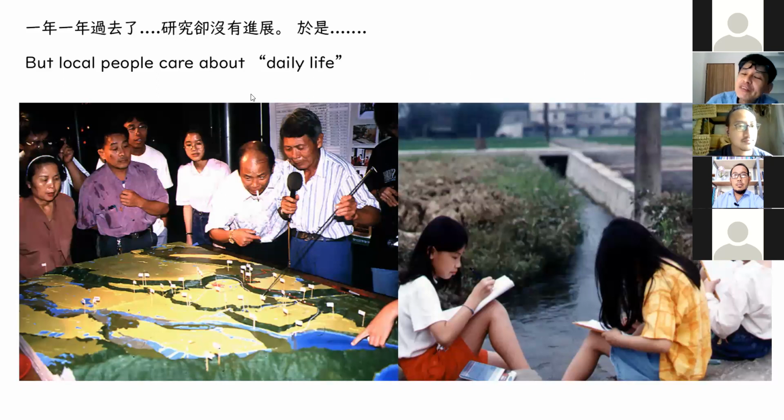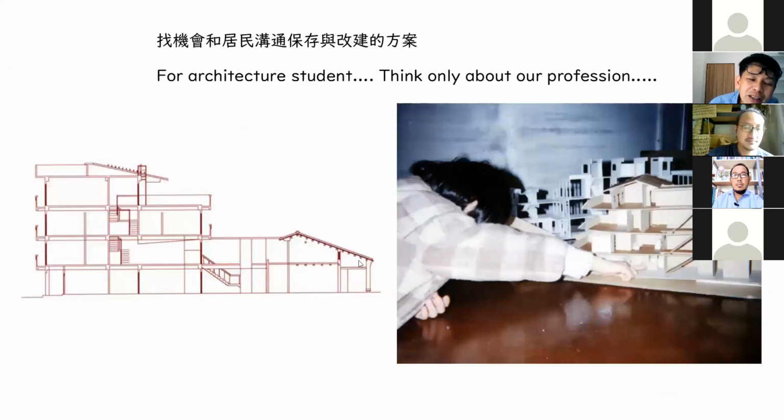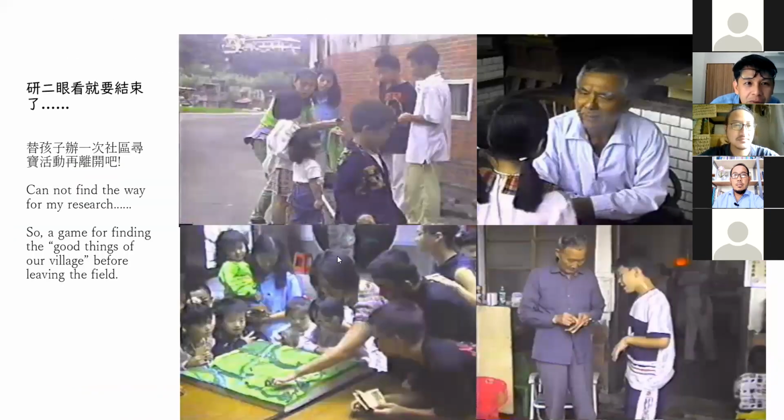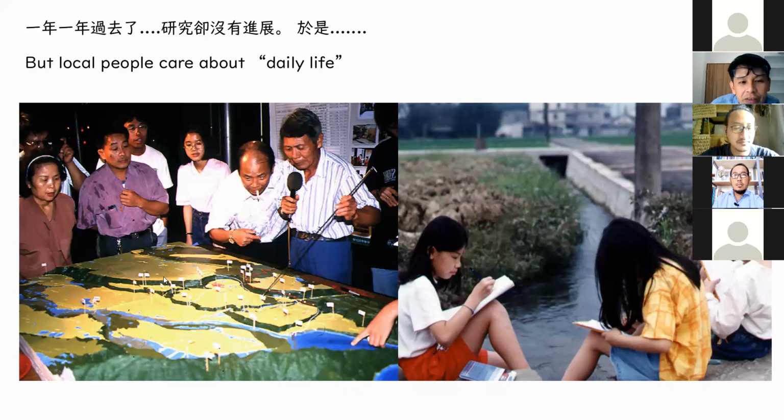But local people said they don't have money. Your model, your drawing is really nice, but we don't have money to build that kind of beautiful house. Local people don't care about that kind of architecture profession or what the designers really think. They care only about daily life. So we changed the way of communicating with people.